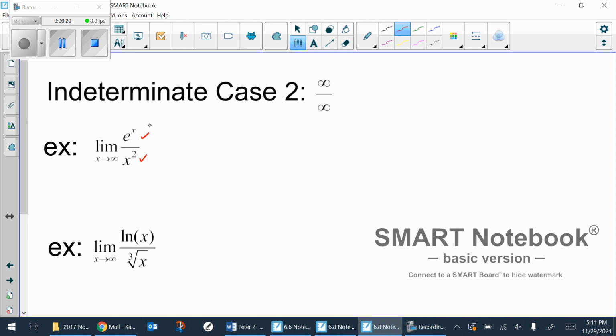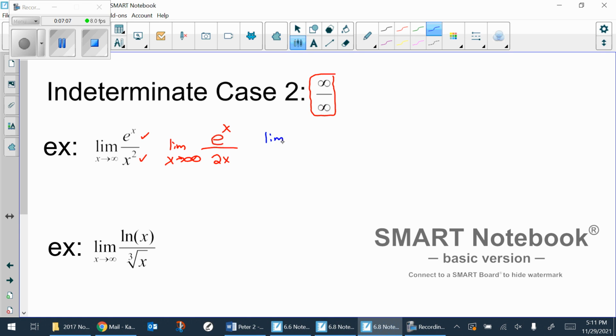Okay. So now I'm going to take the limit as x approaches infinity, and I'm going to find the derivative of the top, and the derivative of e to the x is e to the x, divided by the derivative of the bottom, which is 2x. And now if I have x approach infinity, it looks like the top is still really, really big. So is the bottom. If that's the case, I've still got infinity over infinity, and I need to L'Hopital a second time.